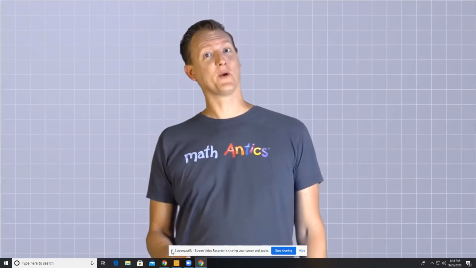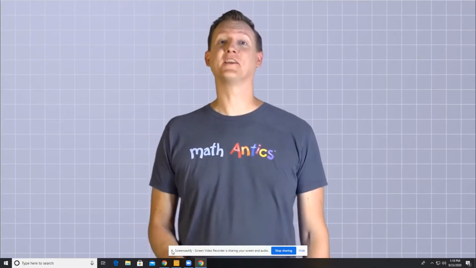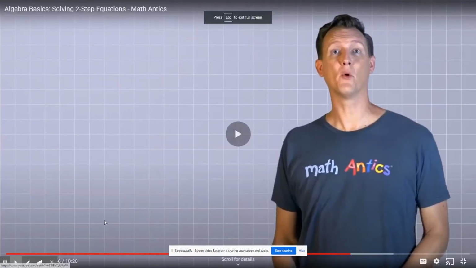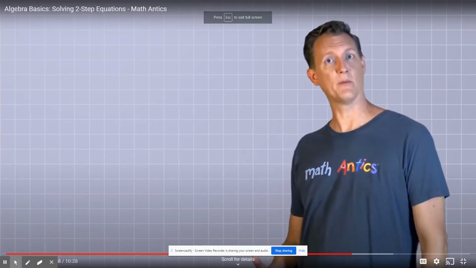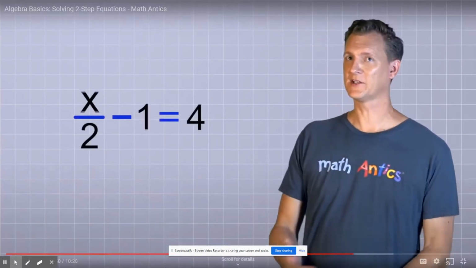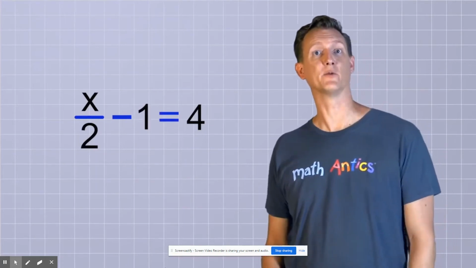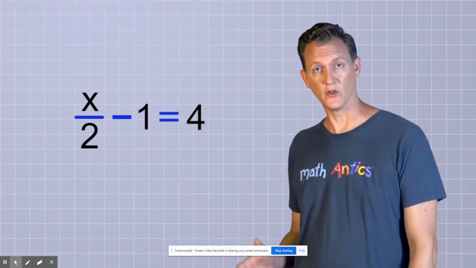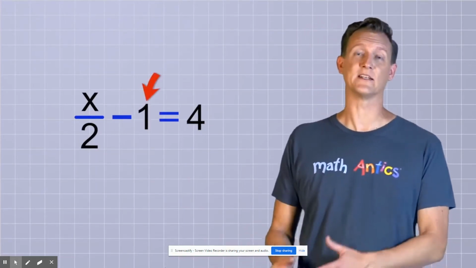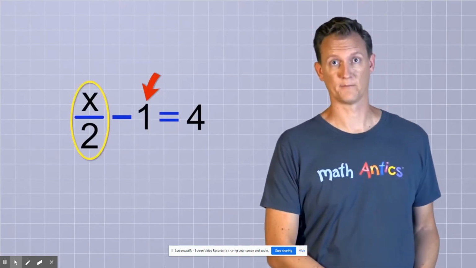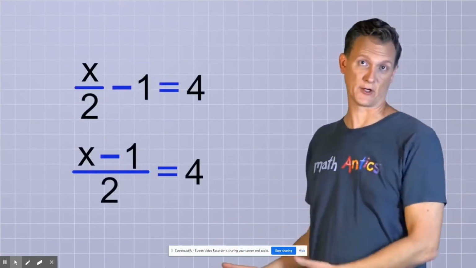But solving two-step equations gets a bit trickier thanks to a little something in math called one more important example. Do you remember the second equation we solved? x over 2 minus 1 equals 4. In this equation, the 1 is being subtracted from the entire x over 2 term. But take a look at this slightly different equation.